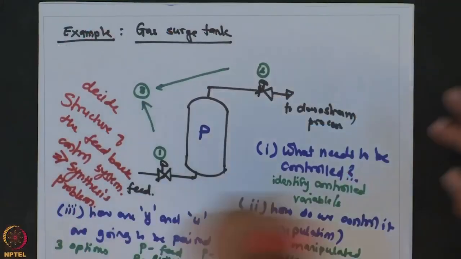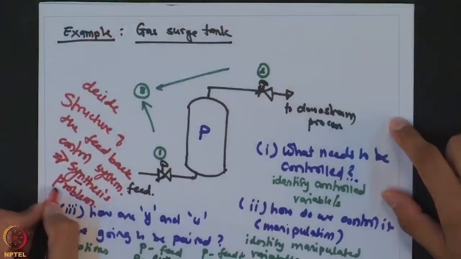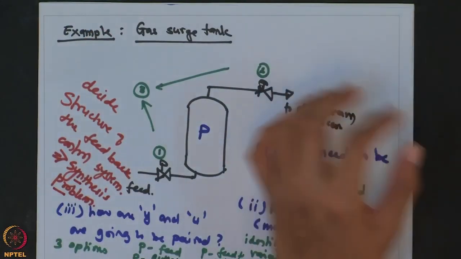It's a very active area of research, and this is the first thing which you have to answer before even going into the implementation of a feedback control system. So this first thing is the synthesis problem. Now, once you know what is going to be the manipulated variable and what is the controlled variable, the next thing which you have to do is decide what type of controller we will be using. So this was problem number one.